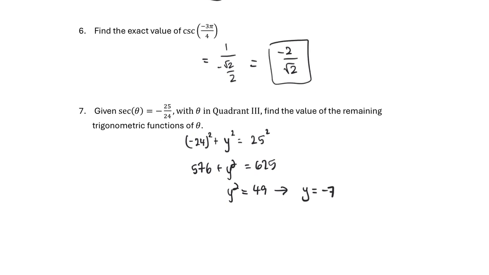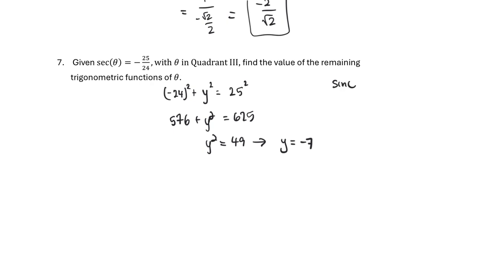So now the value of the remaining trig functions. Sine theta is y divided by r. So y is negative 7, r is 25. Cosine theta is x divided by r. X is negative 24. R is 25. Tangent is y divided by x. So negative 7 divided by negative 24, positive 7 24ths.